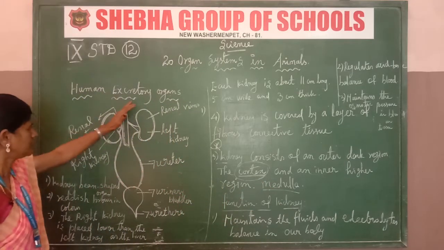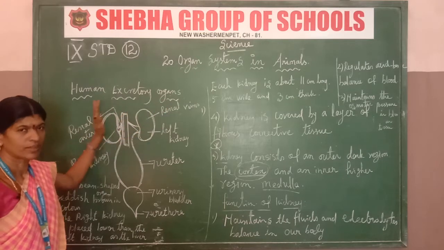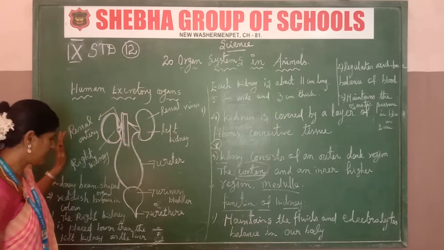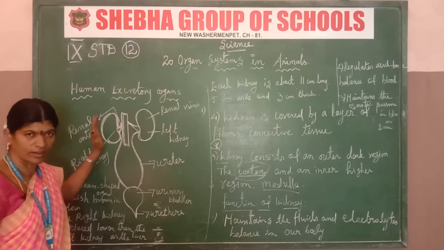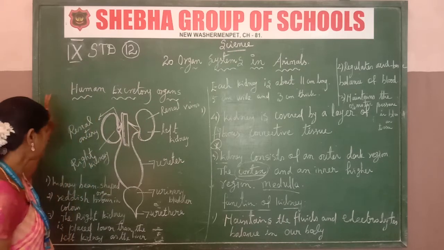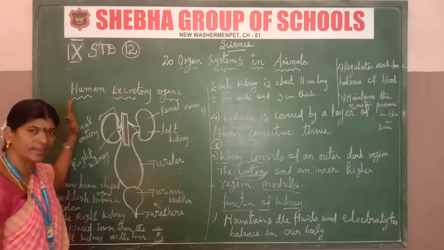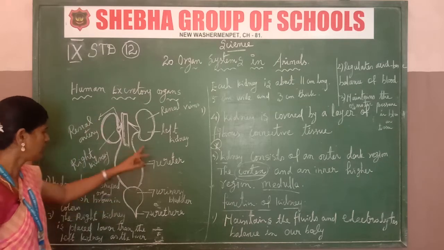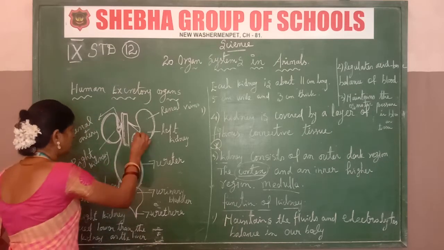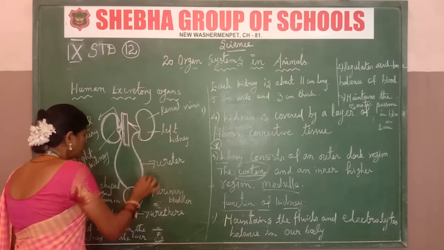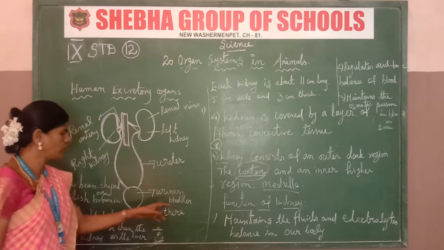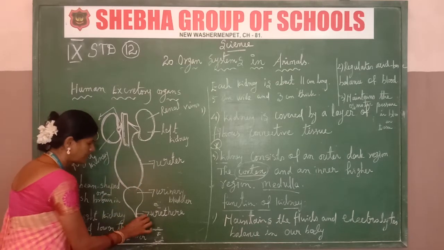Once again, the kidney is a bean-like structure, brown in color. The left and right kidneys are present, with the renal veins and renal arteries on the upper side. The ureters are joined to the kidneys, and the ureters are joined to the urinary bladder.